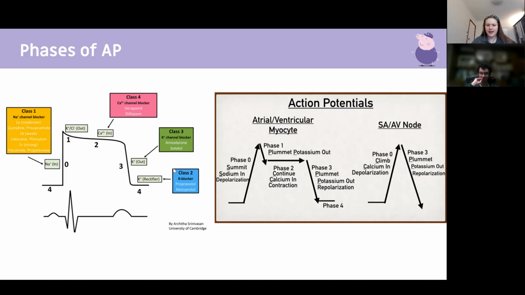So for anti-arrhythmias, we have 4 classes. We have a sodium channel blocker, and there are a couple of subtypes. We have a beta blocker, we have a potassium channel blocker, and we have a calcium channel blocker. It's nice to learn these drugs in relation to this graph, like when it happens, because that way you only have to learn one thing. You learn the graph and think, okay, I know class 4 acts on calcium, so it probably acts up here and stops calcium from entering the cell. I found this a really neat diagram when I was studying, just to tie it all together a little bit.